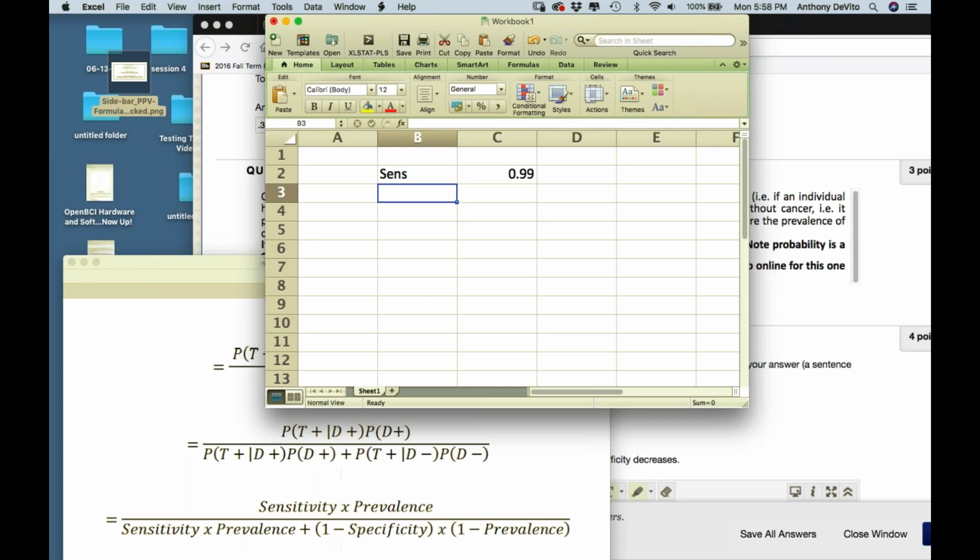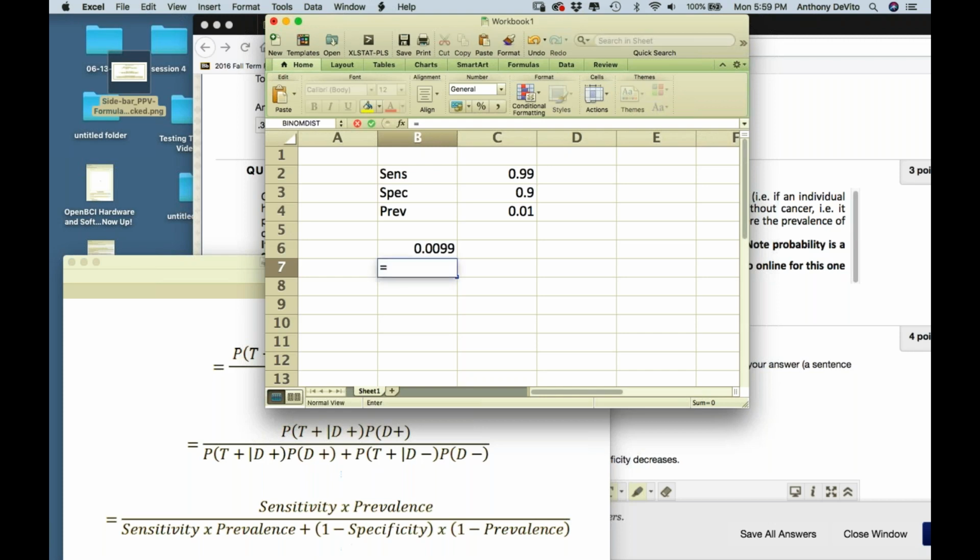Okay, and the specificity was 90%, was 0.90. And the prevalence was 1%, 0.01. Okay, so that's my starting point. That's everything I need at this stage. So let's resolve the top part of this equation. So the sensitivity times the prevalence gives us the percentage of people in this population that are true positives. Those are the number of people that actually have the disease that tested positive, the percentage of them.